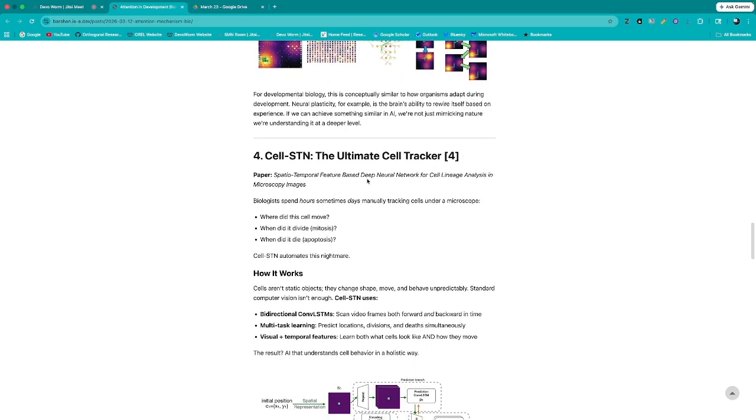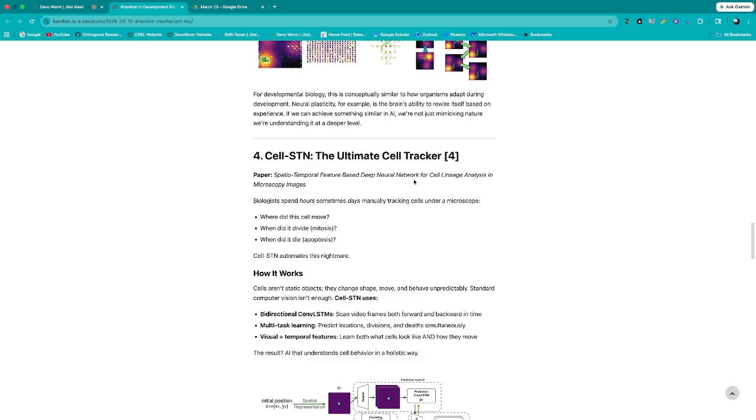Number 4 is Cell STM, the ultimate cell tracker. So this paper is spatio-temporal feature-based deep neural networks for cell lineage analysis in microscopy images. This is where it focuses on cell tracking, and maybe some questions that someone might have in observing a cell tracking data set. So where does a cell move? Where did it divide and where did it die? And so you want to have timestamps for those.